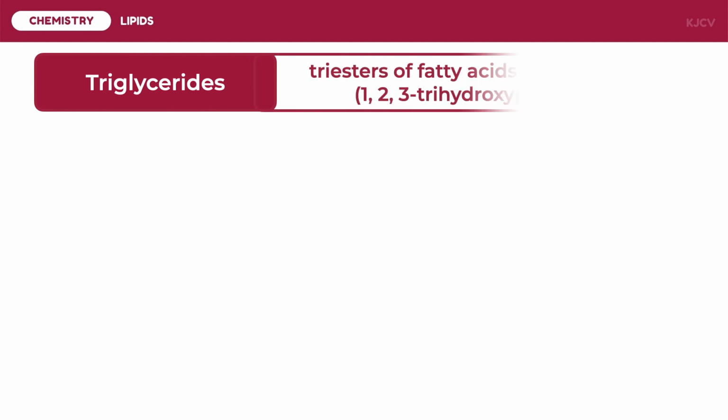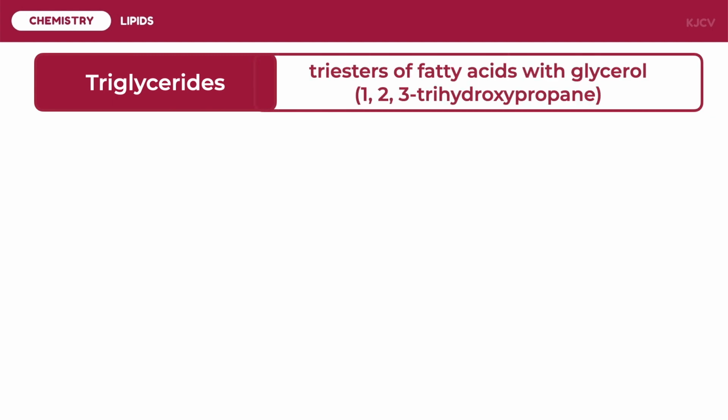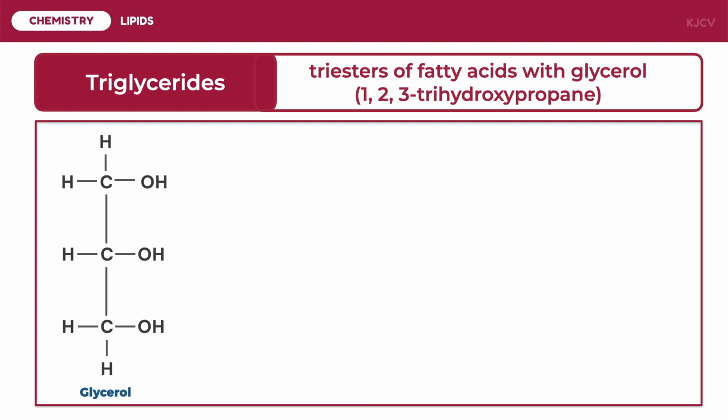Triglycerides are triesters of fatty acids with glycerol or 1,2,3-trihydroxypropane. To recall nomenclature on organic compounds, glycerol contains 3 carbon atoms which all have single bonds, making it an alkane, specifically propane. Each carbon atom has a hydroxyl group attachment, giving the name 1,2,3-trihydroxypropane. Glycerol will form large molecules of fats with 3 fatty acids.